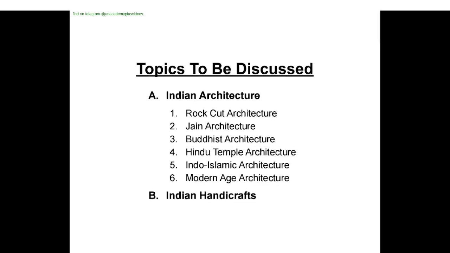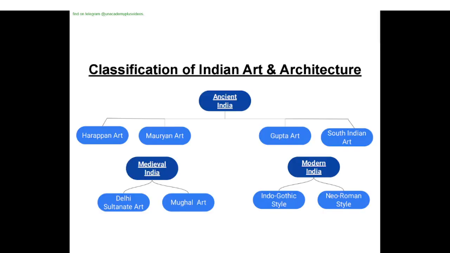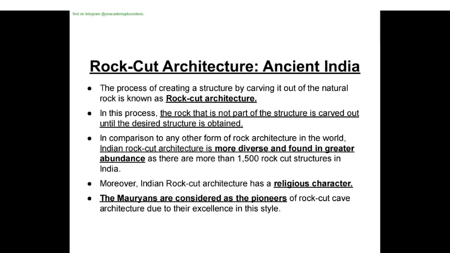Moving forward, these are all the topics we are going to cover. Indian architecture. Classification of Indian art and architecture, as we can see: ancient India is divided into Harappan art and Mauryan art, and then Gupta art and South Indian art. Medieval India, Delhi Sultanate art and Mughal art. Modern India, Indo-Gothic style and Neo-Roman style. All these we are going to study. We just have to remember this flow chart. That's it. Rock cut architecture, caves or temples.